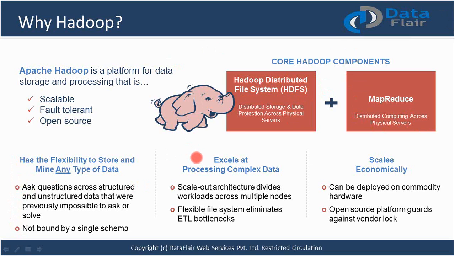Hadoop excels at processing complex data. Guys, it's scale out architecture. Hadoop's scale out architecture divides the workload across multiple nodes. Like, instead of one machine working, recall Oracle, just one machine was working. That's why there was the issue of limited processing capacity. On the other hand, in Hadoop there are hundreds or even thousands of machines working at any point of time. That's why it's pretty much scalable.